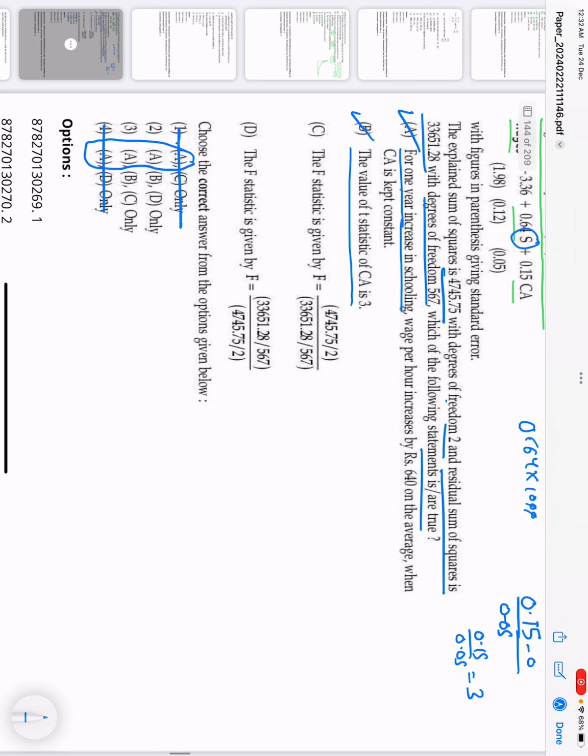So F statistic is given by R square, and R square would be explained sum of squares upon total sum of squares. Explained sum of squares upon degrees of freedom is 2, and in the denominator the degrees of freedom should be, we have degrees of freedom as k minus 1 in the numerator. The denominator is n minus k. So A, B, C are correct. So we go with that.